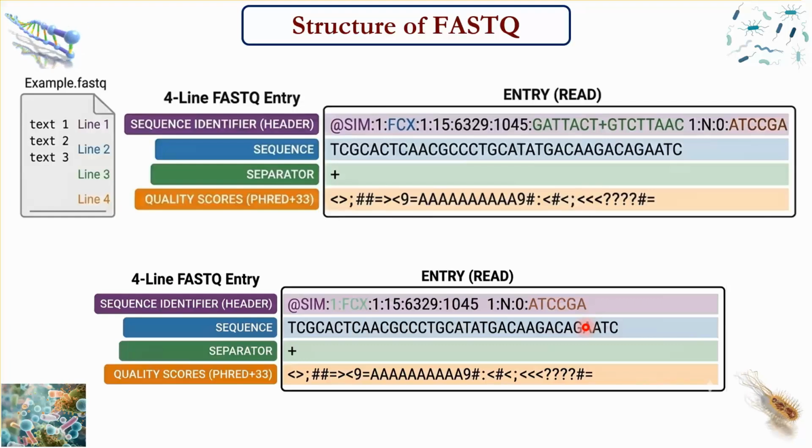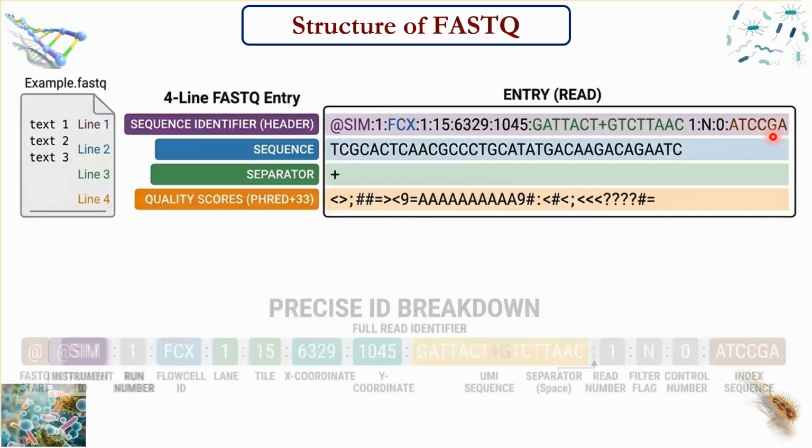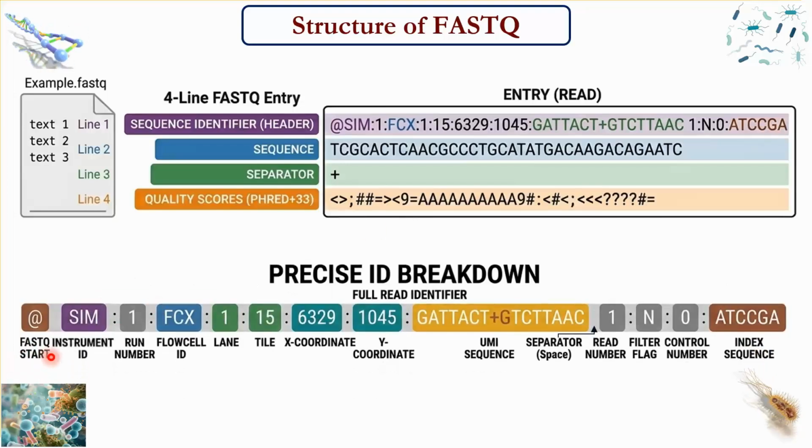Now let's see the precise breakdown of the identifier or header used in this example. It starts with an @ symbol, which marks the beginning of a FASTQ entry. Next comes the instrument ID, which is SIM here. Then the run number, which is 1. After that, the flow cell ID, FCX. Then comes the lane number, lane 1. Next is the tile number, tile 15. These two numbers represent the cluster position on the flow cell. The X coordinate of the cluster is 6329. The Y coordinate of the cluster is 1045.